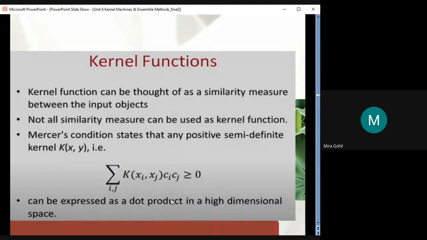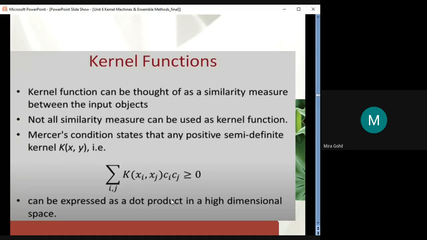Okay, so कौन सा function कैसे use करना चाहिए, और क्या कोई भी functions kernel function में convert हो सकता है. So the kernel function can be thought of as a similarity measure between the input objects. So what it will do actually, it will just check the similarity measures, and based on that it will calculate the data, and you are getting the scatter plot where the same category data will be together.